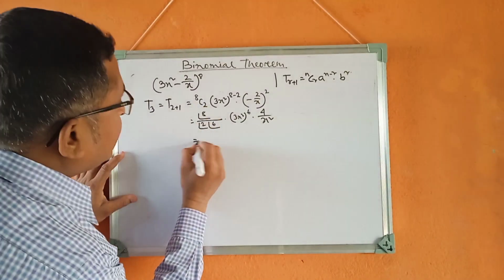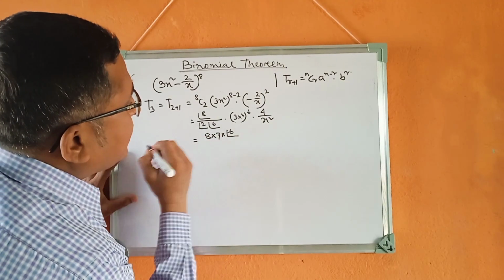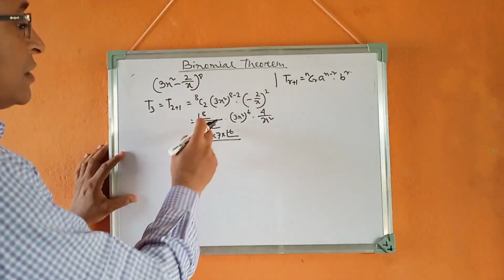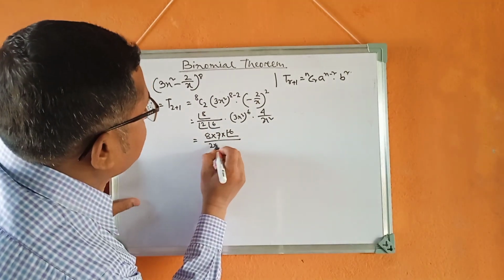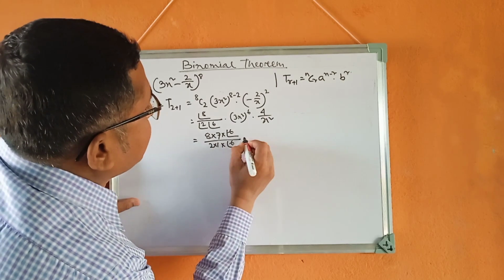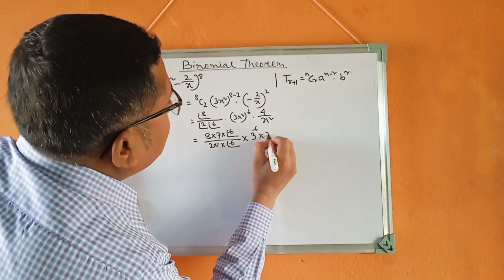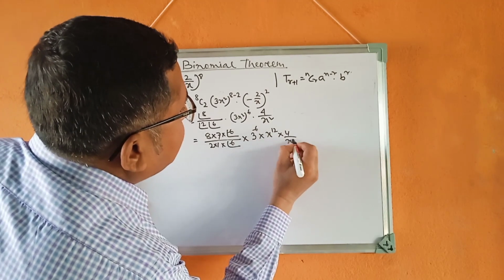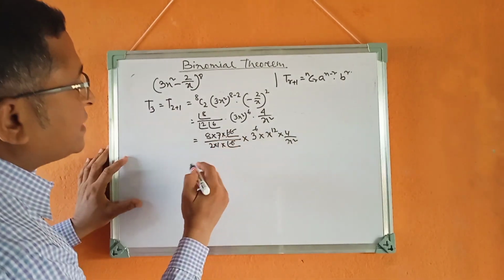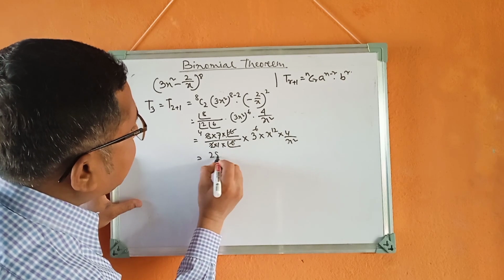Okay, so factorial 8 is 8 into 7 into factorial 6, we need not write more because there is also factorial 6 in the denominator, so factorial 2 means 2 into 1 into factorial 6. Okay, and here is 3 to the power 6 into x to the power 6 to the 12 into 4 divided by x square. Okay, so 6 cancels, 2 4s are 8, so 4 7s are 28.